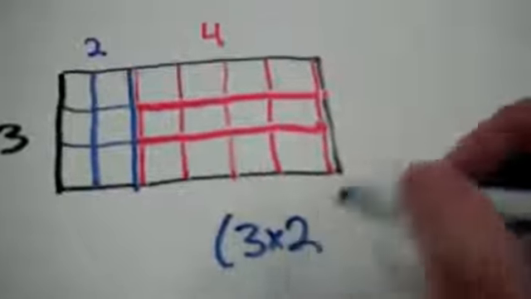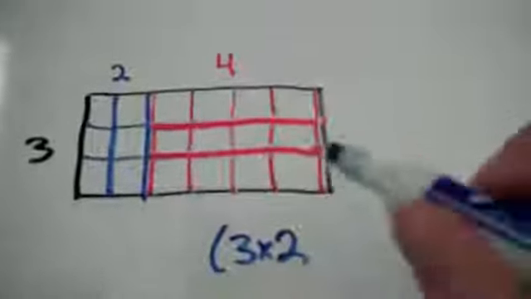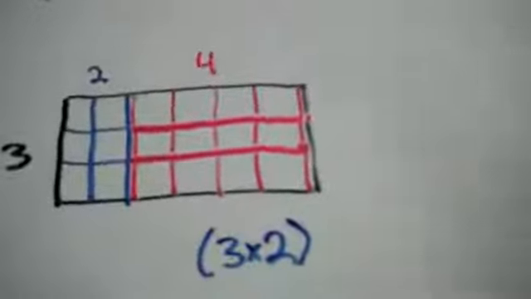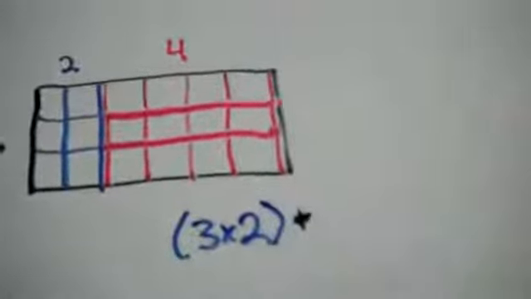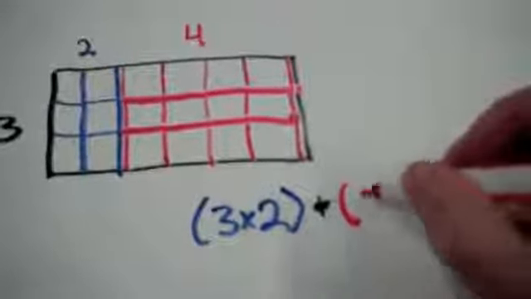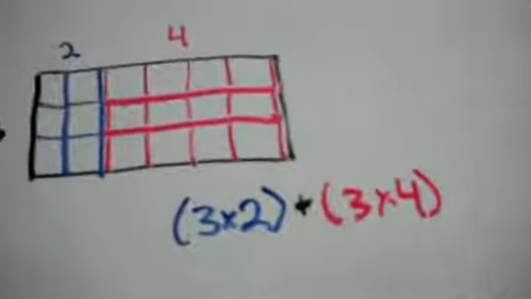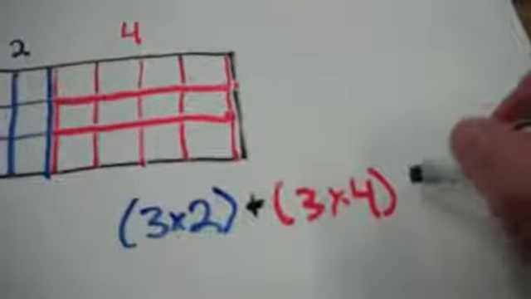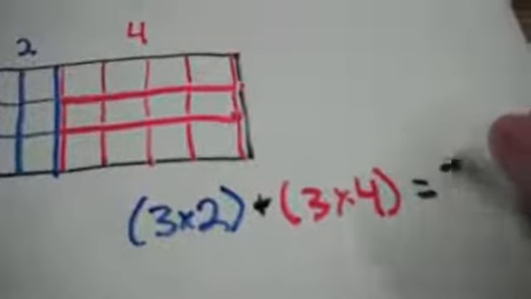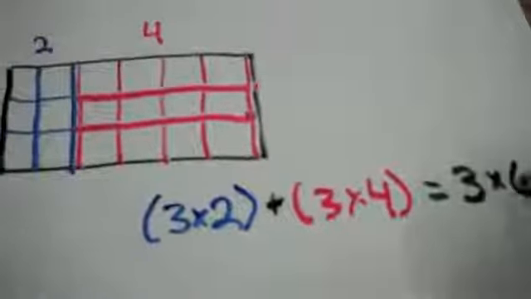distributing them up. This is what it looks like with an equation. 3 times 2 plus 3 times 4 equals 3 times 6.